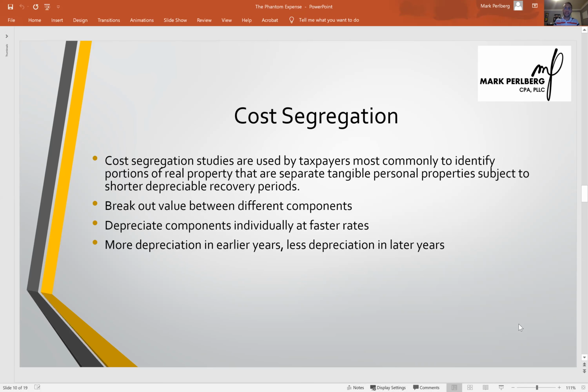When we do this, we break out values of these different components. We depreciate the components individually at faster rates, and that will allow us to recognize more depreciation of this purchase in the earlier years and get more of those write-offs faster. So we can get those write-offs faster, free up more capital in the form of reduced taxes.